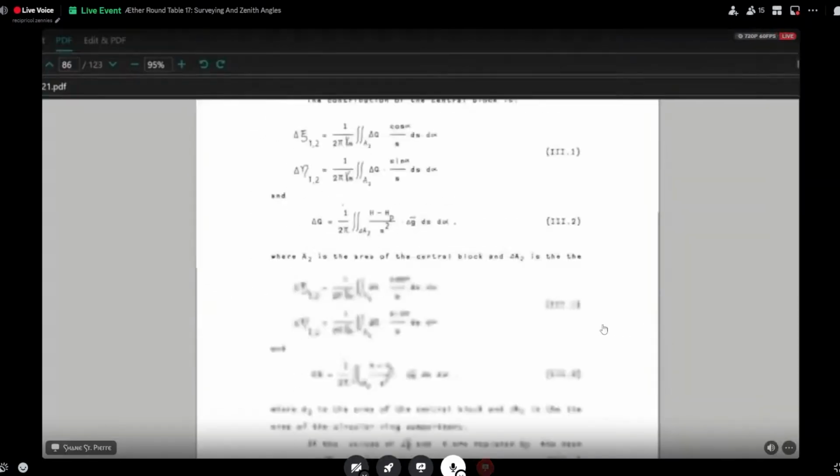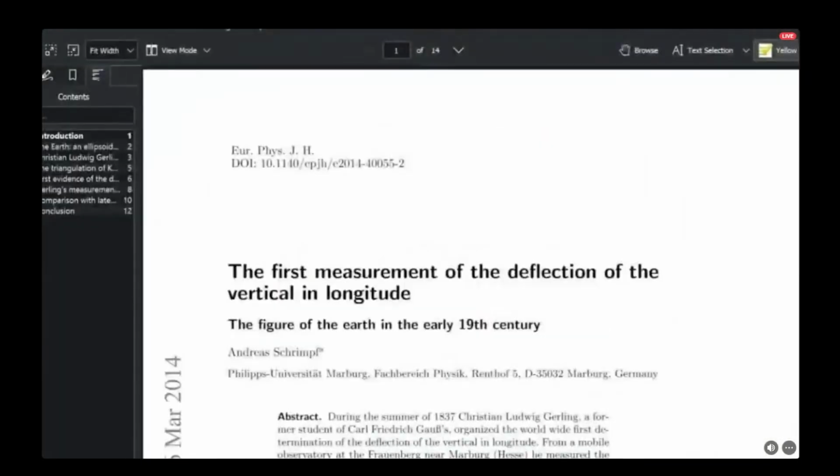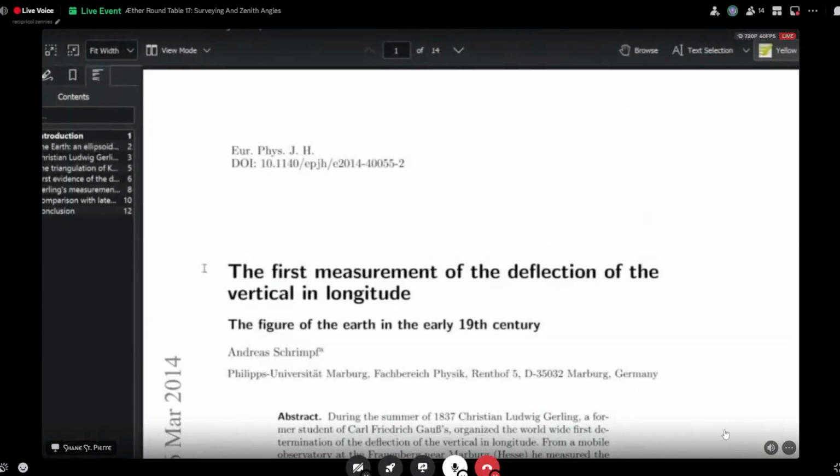Yes. Wow. And let's continue with the next paper with the same topic. I was just going over papers that go over the deflection of the vertical and marking out how they impact the exact measurements that they're trying to use them with. So it's kind of like a third avenue of attack.